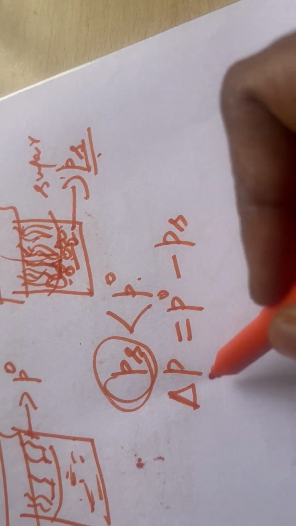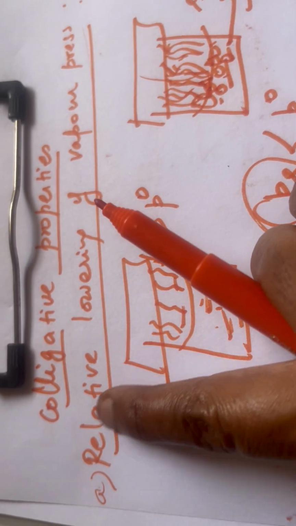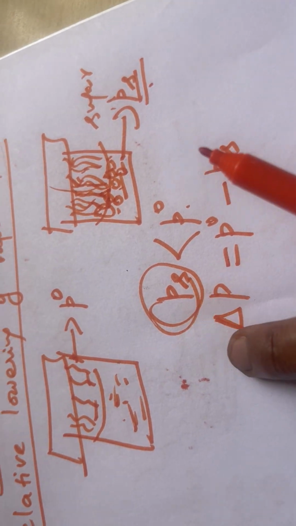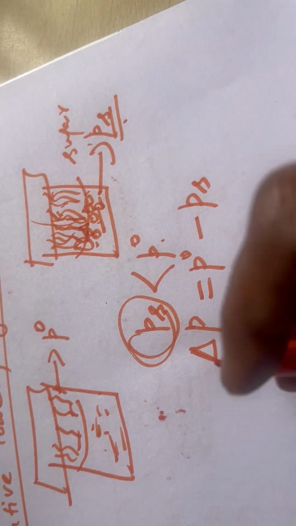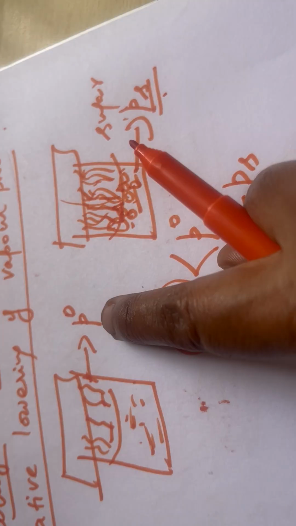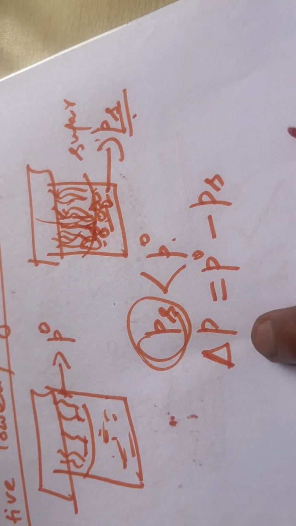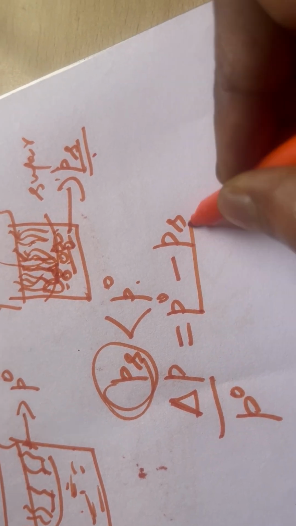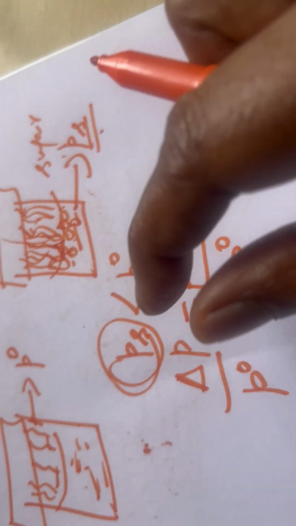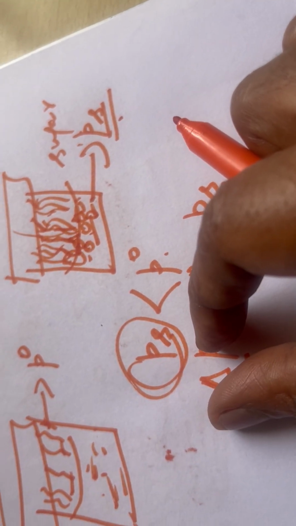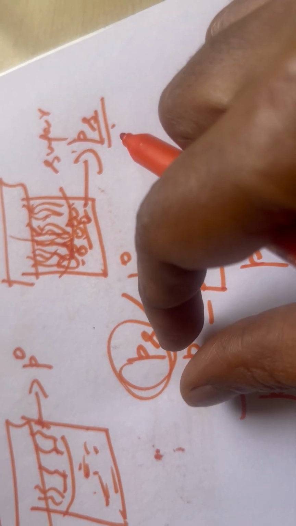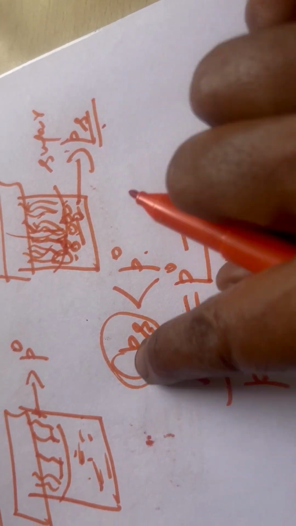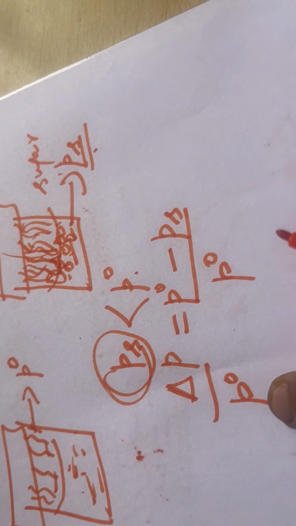Now, relative lowering of vapor pressure. Relative means comparative study. So we are going to compare the lowering of vapor pressure with that of the pure solvent. The pure solvent vapor pressure is P0. So it is a comparative study. So you divide both sides by P0. Delta P is lowering of vapor pressure. Delta P by P0 is relative lowering of vapor pressure. The entire term is relative lowering of vapor pressure.